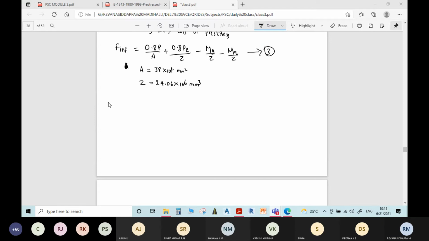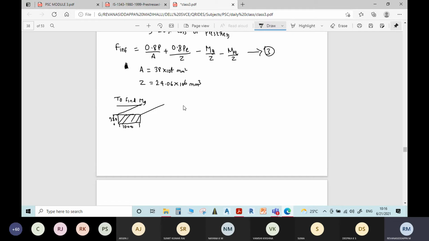First, draw a small diagram to calculate the mg and mq. To find mg, that means the self weight of the slab per meter length, you find first. So this is 1000 mm, and the depth is 380 mm. How to find the self weight of the slab here for 1 meter length?